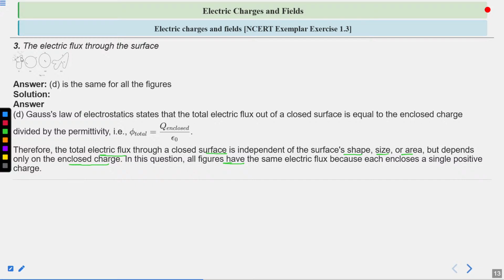So there is only a single positive charge in each figure, in figure 3 and in figure 4 as well. It means the electric flux depends only on charge. So the total flux is Q divided by epsilon naught in all cases. So flux is the same for all the figures. Clear?